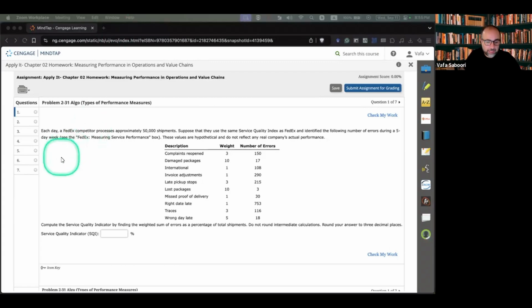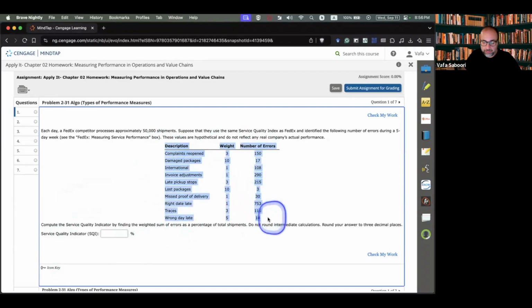Here we have a FedEx competitor that approximately processes 50,000 shipments each day, and they are using the same service quality indicator as FedEx, and they have recorded the number of errors during a 5-day week. And these are the different categories of complaints, like, for example, number of complaints recorded, damaged packages, and so forth. And these are the weights of each of these areas of error and the number of errors that are recorded. We have been asked to calculate the service quality indicator. So let's go ahead and start working on this.